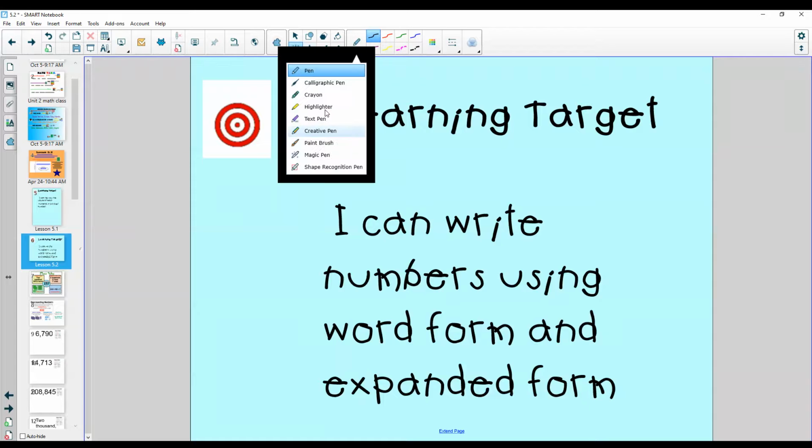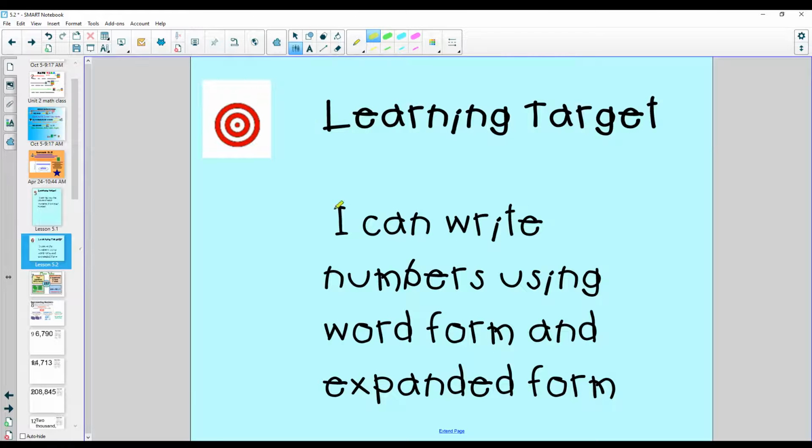Hi, third graders. Let's look at our learning target. I can write numbers using word form, using letters, and expanded form, which means that you are just expanding the number into place values. So let's take a look.